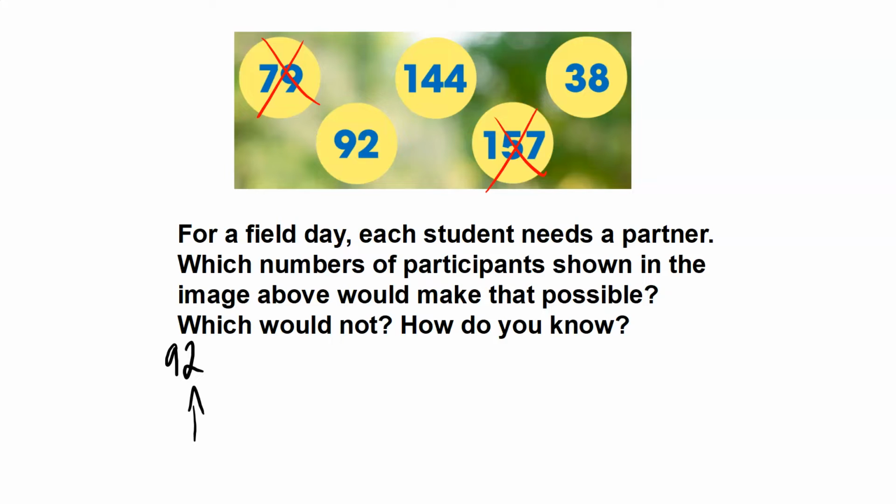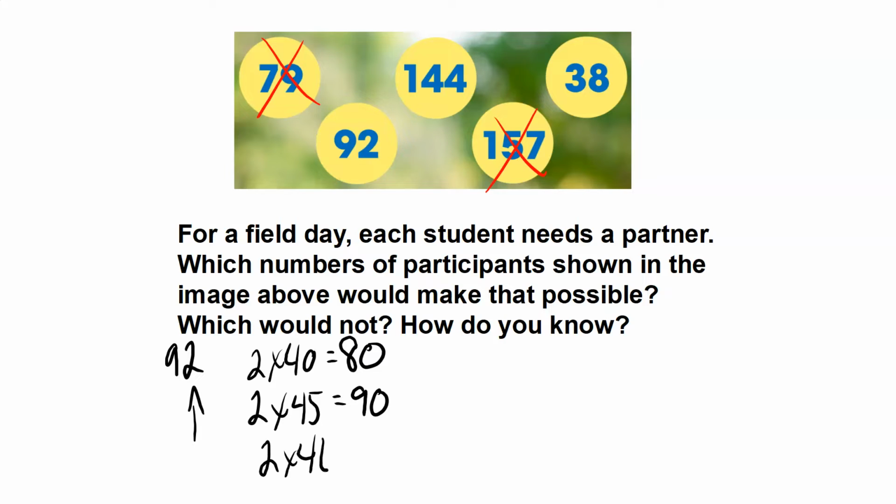But just to go through a little bit of an exploration here, I know that, say, 2 times 40 is 80. That's pretty easy to figure out. And it's not hard to get that 2 times 45 is equal to 90. Well, 90 is very close to 92, so that means 2 times 46 is going to be equal to 92. So clearly 92 is divisible by 2. If you take 92 and divide it by 2, you get 46.